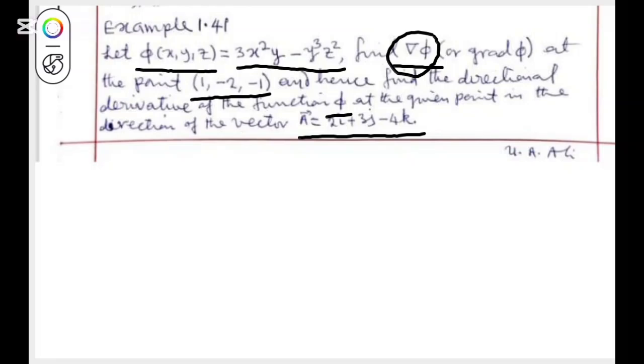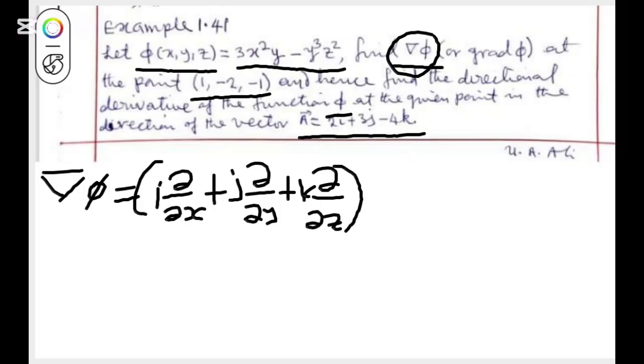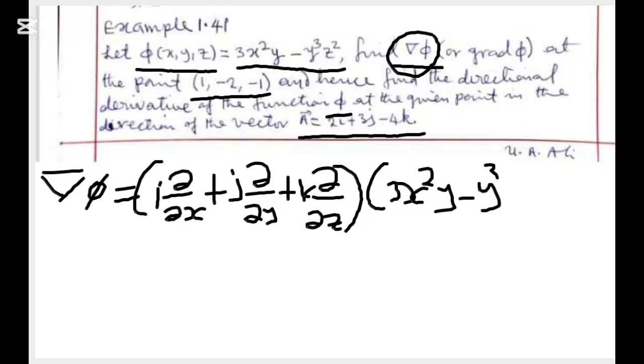So I have to say del psi is the same thing as: I'll first put my grad, which is the gradient, i partial derivative of x, plus j partial derivative of y, plus k partial derivative of z, multiplied by the value of psi, which is these values in bracket: 3x squared y minus y cubed z squared.